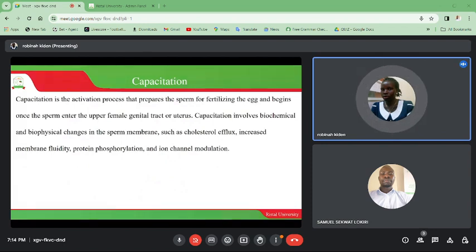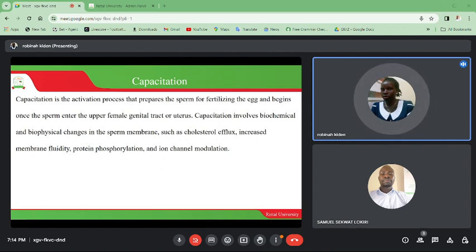So let us look at capacitation. Capacitation is the activation process that prepares the sperm for fertilizing the egg, and begins once the sperm enters the upper female genital tract or uterus. So capacitation is like the process of giving energy for the sperm to fertilize the egg.